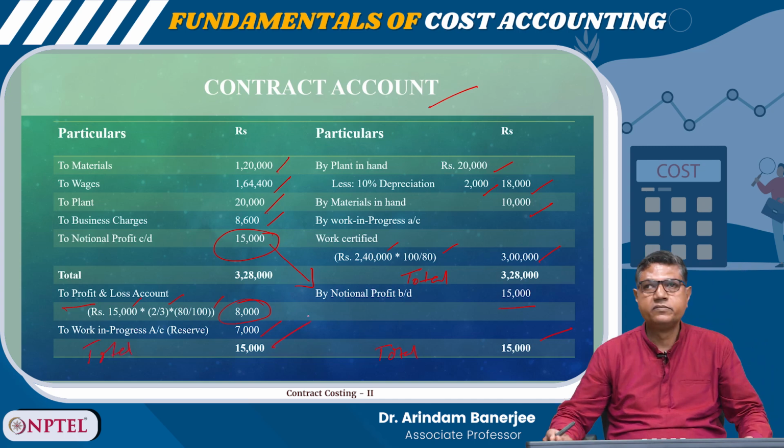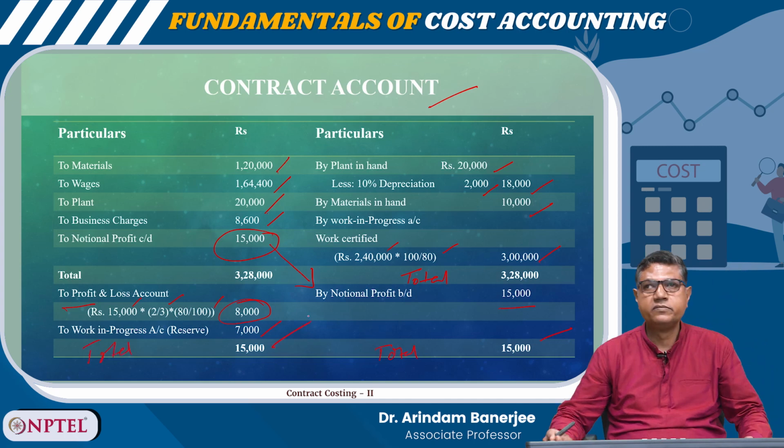There is a fifth method under which it can be calculated using this formula: profit is equal to notional profit into work certified divided by contract price. So, notional profit is 30,000 into work certified 2,10,000 divided by contract price 2,80,000. If I calculate, I will get rupees 22,500.